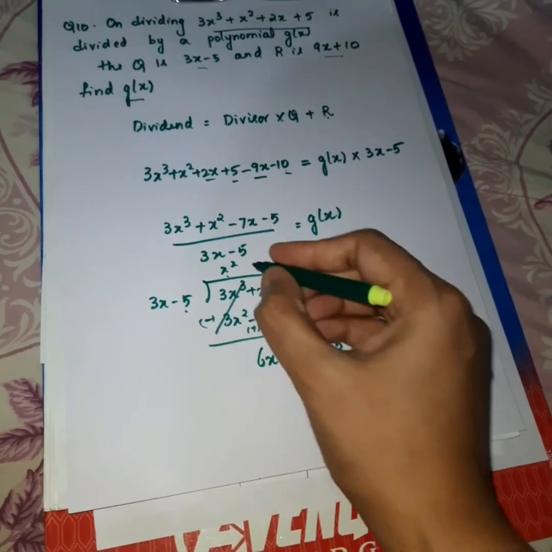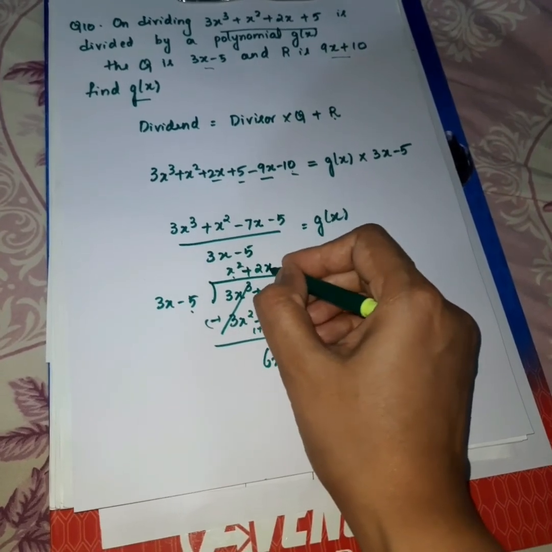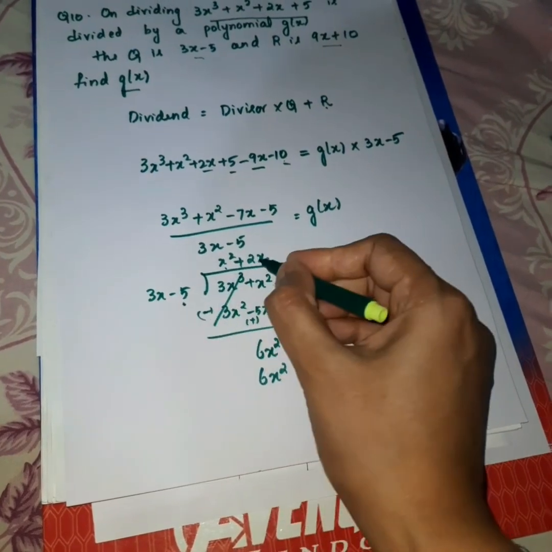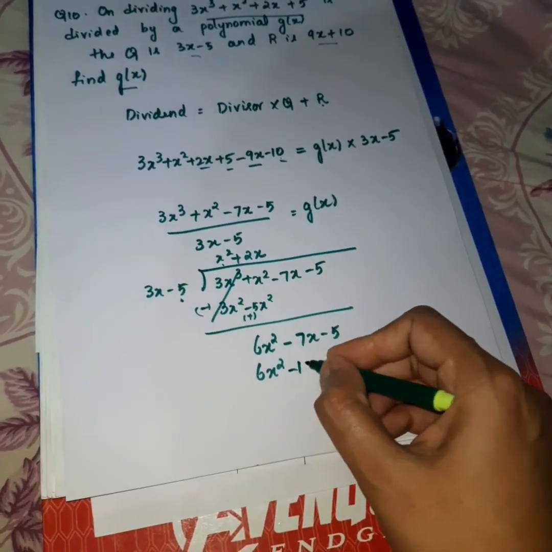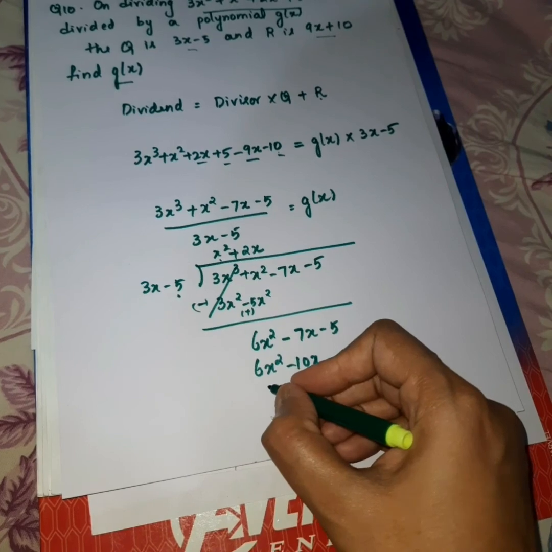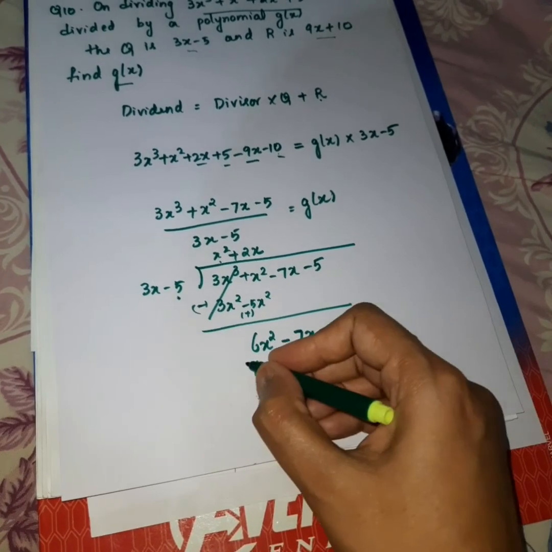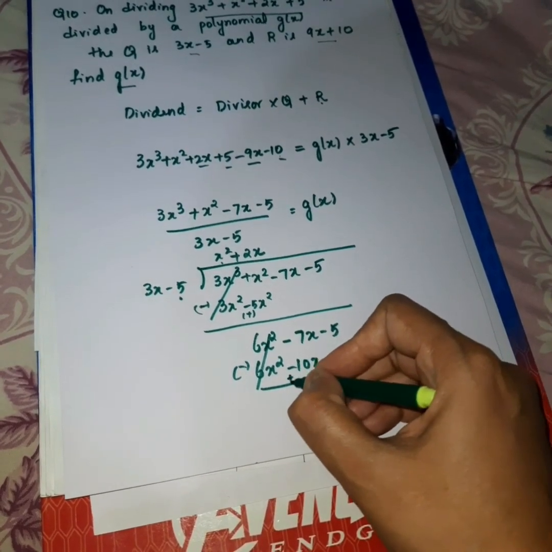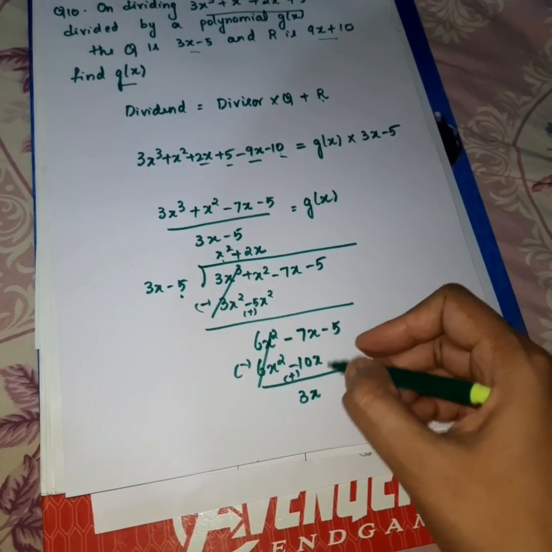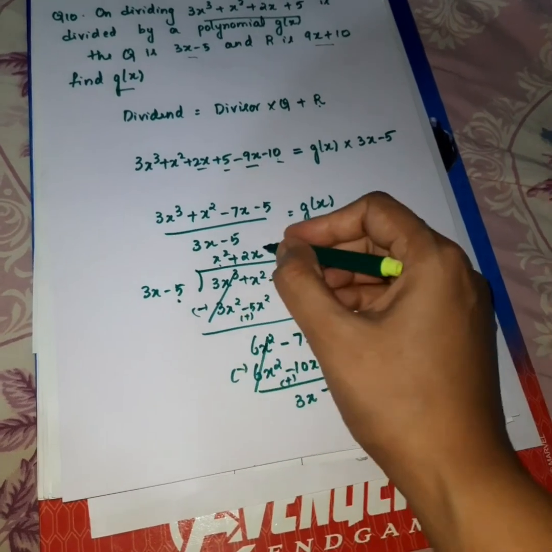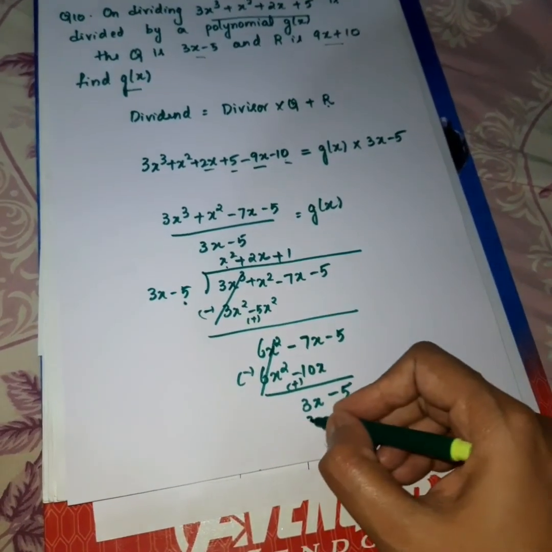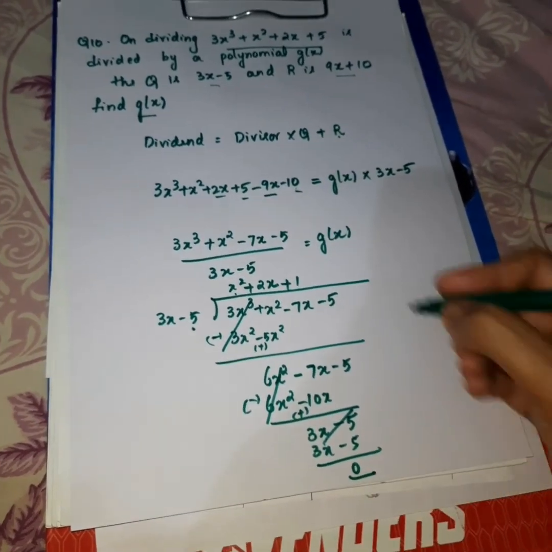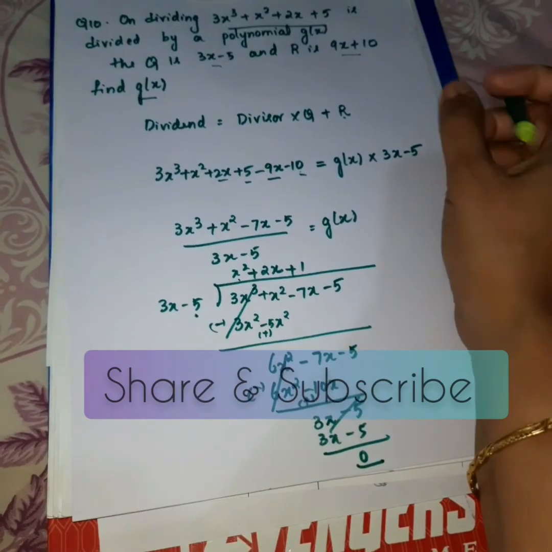So just by adding plus 2x, it becomes 6x squared. Minus 5 into 2x is minus 10x. Subtracting, the x squared term goes off. So we get minus 10 to plus 10. So 10 minus 7 is 3x minus 5. Just by adding 1, we get the remainder is 0. So we got the g of x.